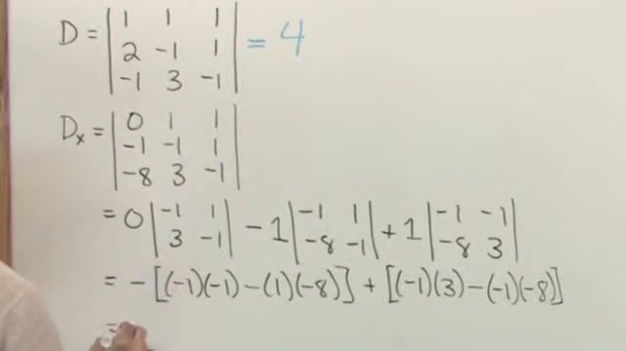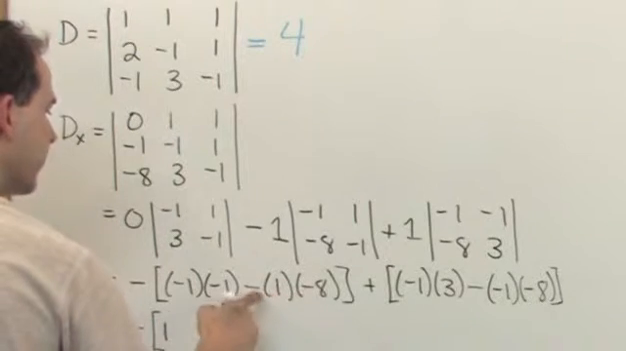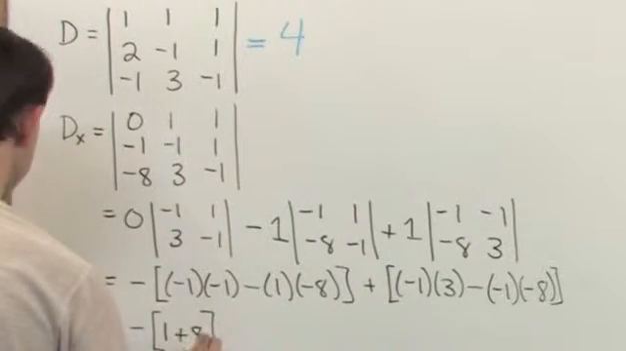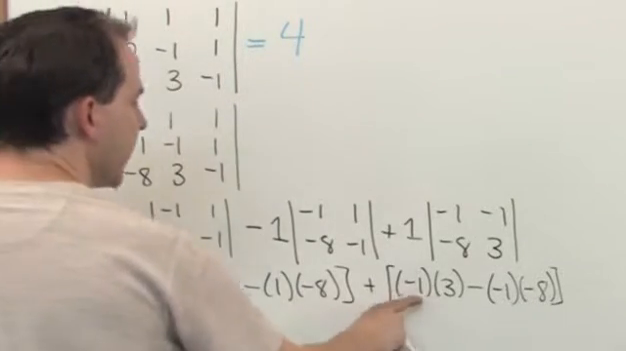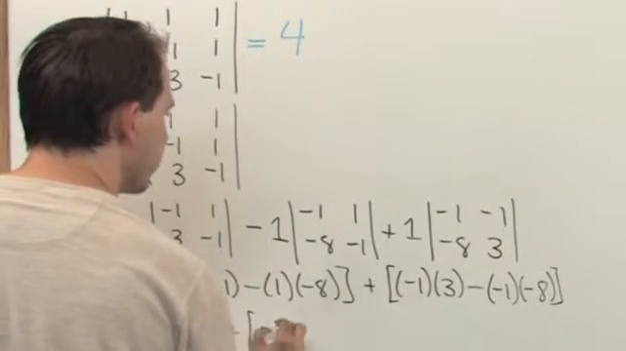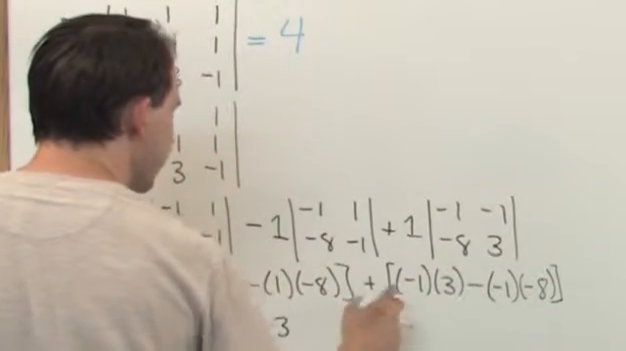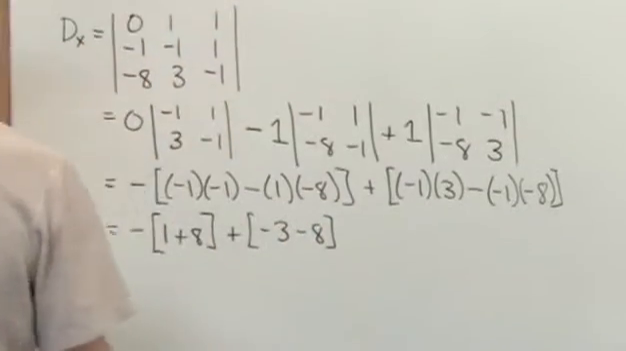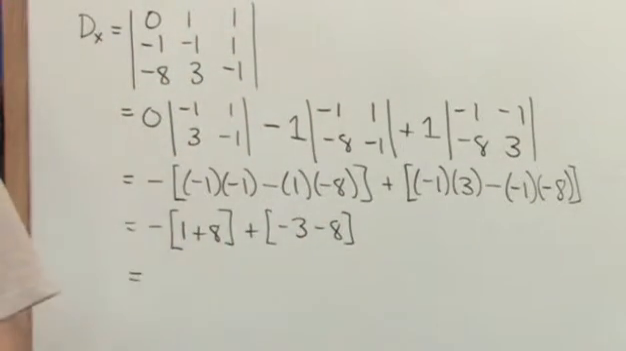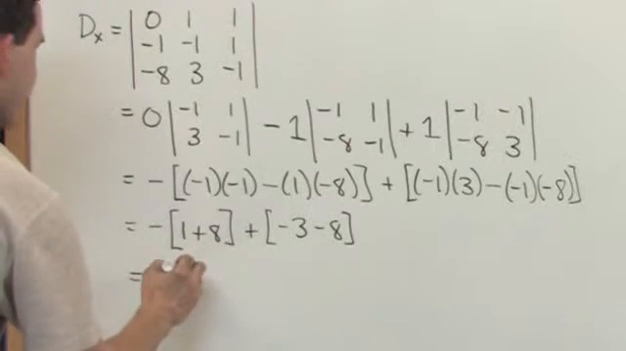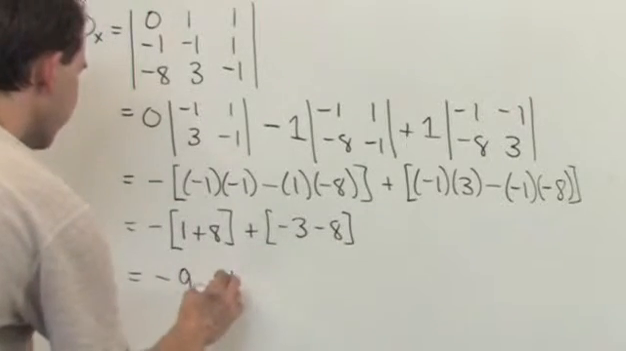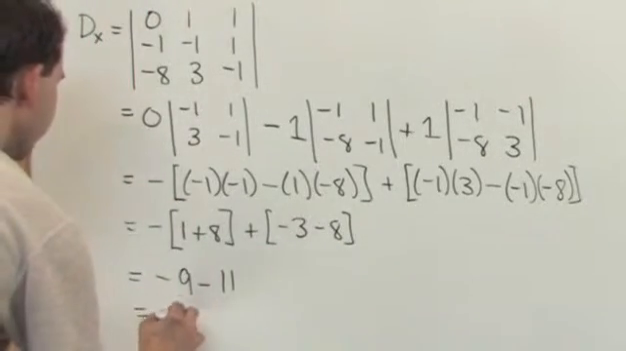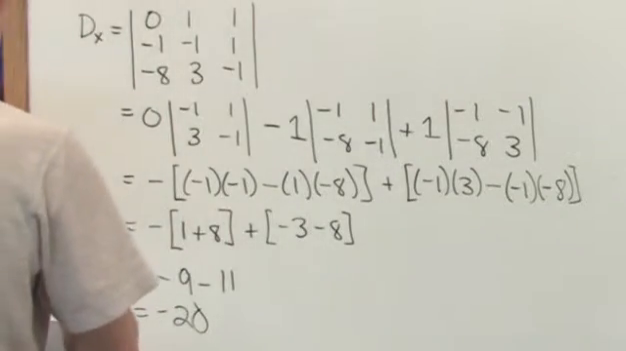And then when you actually start simplifying it, you're going to have this negative sign out here. This is going to give you a positive 1. This is going to give you a negative times negative is positive 8, okay? So you're going to have a 1 plus 8 there. And then over here, you're going to have a plus. And then over here on the inside, negative times positive is negative 3. This gives you positive 8, but it has a negative in front, so it's negative 8. You have negative 3 minus 8. So what you're going to have here is negative 1 plus 8 is 9. And then over here, negative 3 minus 8 is negative 11, so you have minus 11. So negative 9 minus 11 is negative 20. That's the determinant of d sub x.